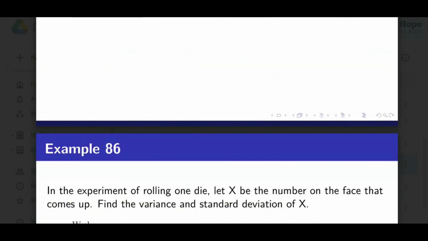I want you to try this. It's not a difficult question. You can just work this out on your own. Rolling one die, x is the number of the face that comes up. Find the variance and SD of x. Can you quickly work this out? First, find the mean, right? If you want variance, you have to find the mean first.